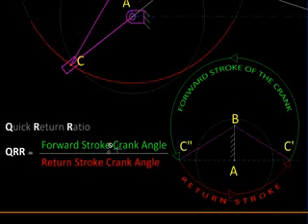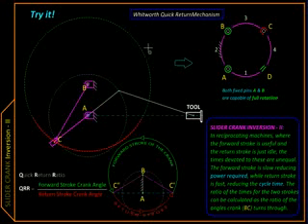So the ratio of these two angles is the ratio of these two time slices within which the tool is moved forward and then brought back. So that is quick return ratio. The mechanism that we saw here is called the Whitworth quick return mechanism, and it is derived from the second inversion of slider crank.